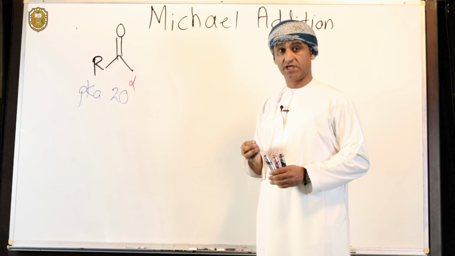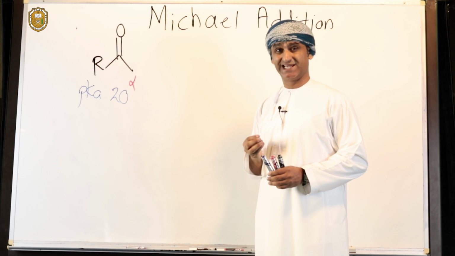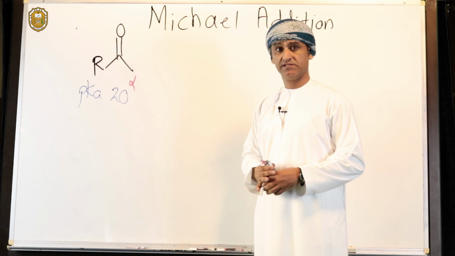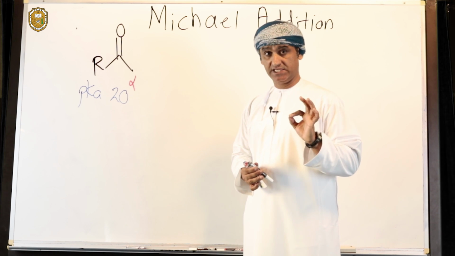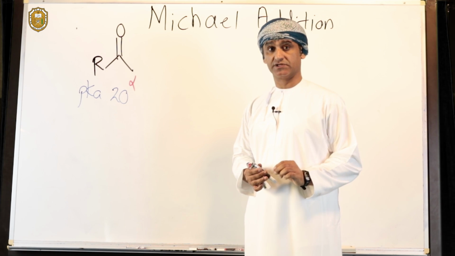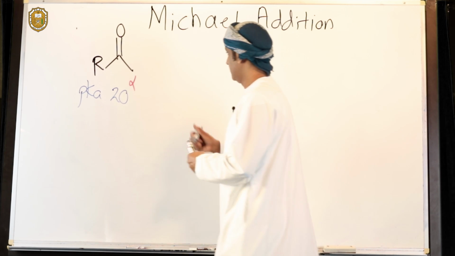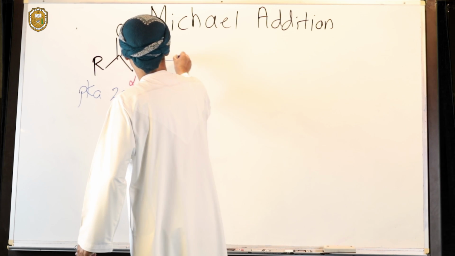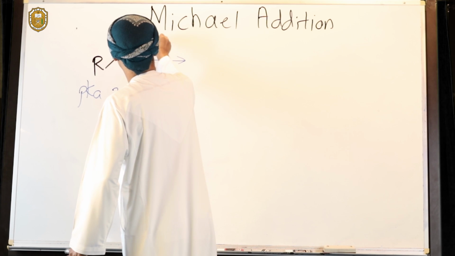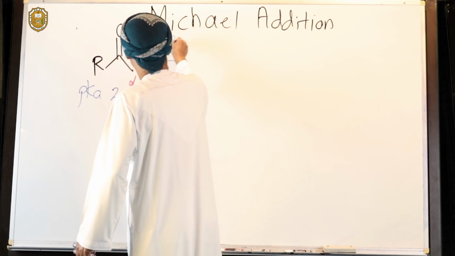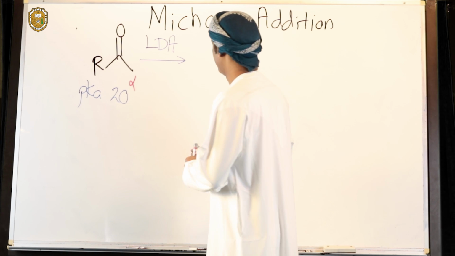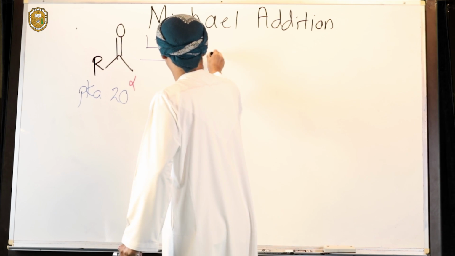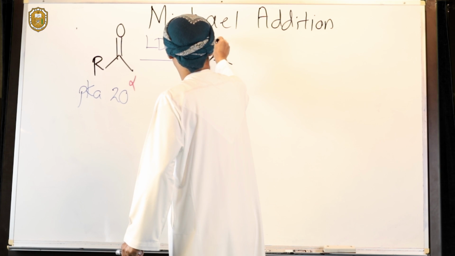Now, if ketones are treated with a strong base such as LDA, or an amide in general, then the amide or LDA can convert the ketone quantitatively into the corresponding enolate. So if the ketone, or the carbonyl compound in general, is treated with LDA, for example, then the corresponding enolate is obtained.